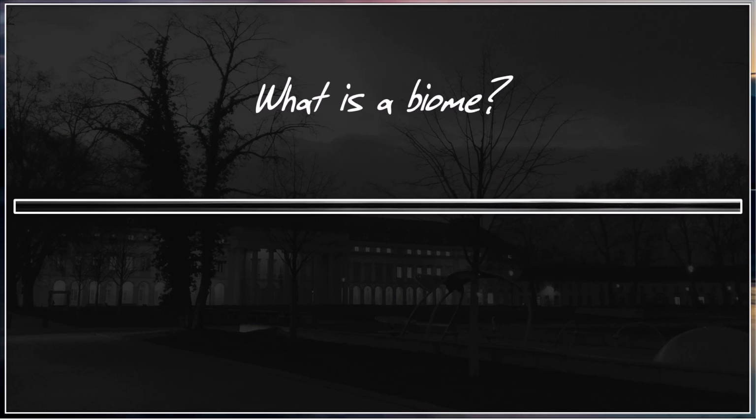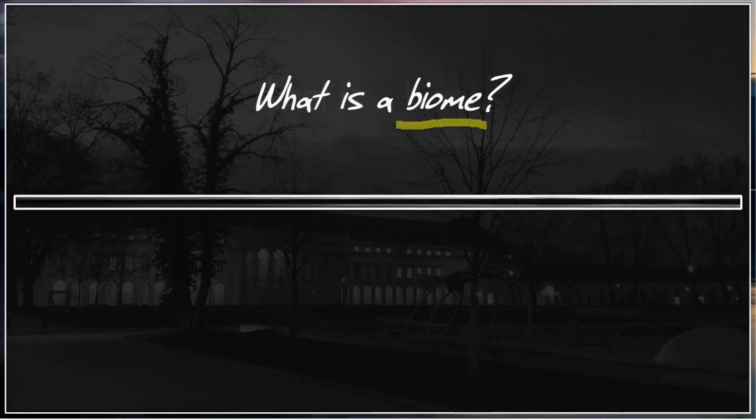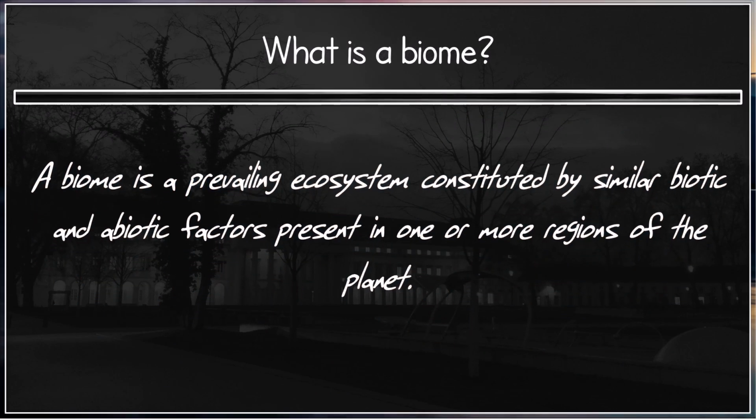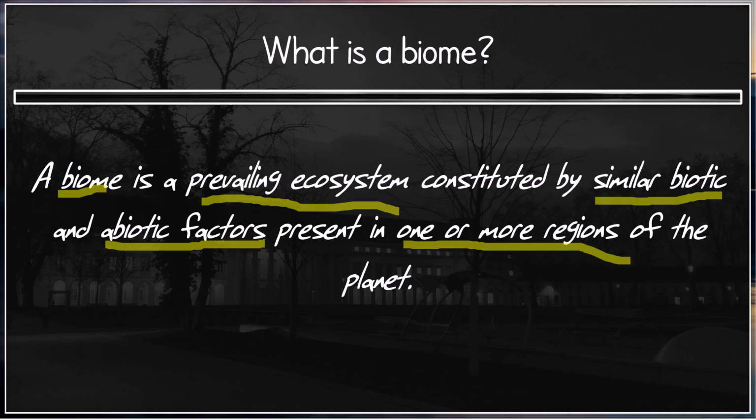What is a biome? A biome is a prevailing ecosystem constituted by similar biotic and abiotic factors present in one or more regions of the planet.